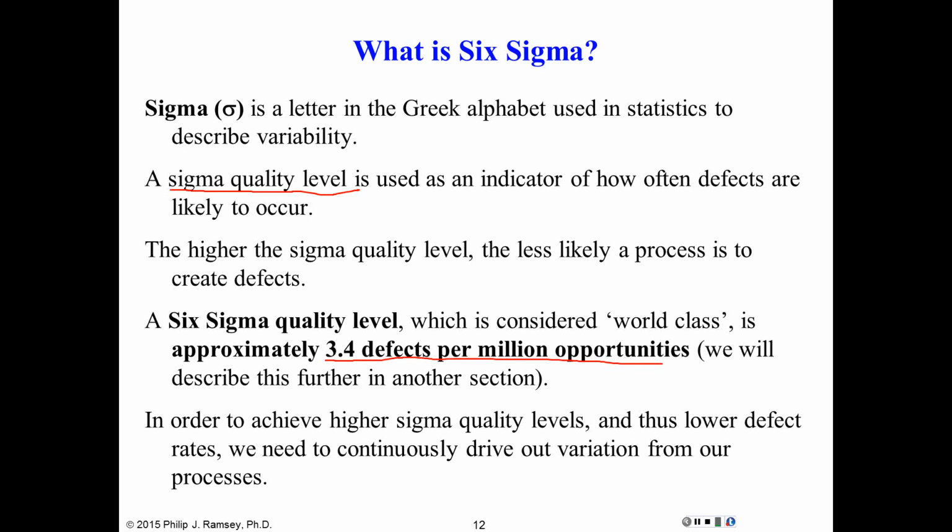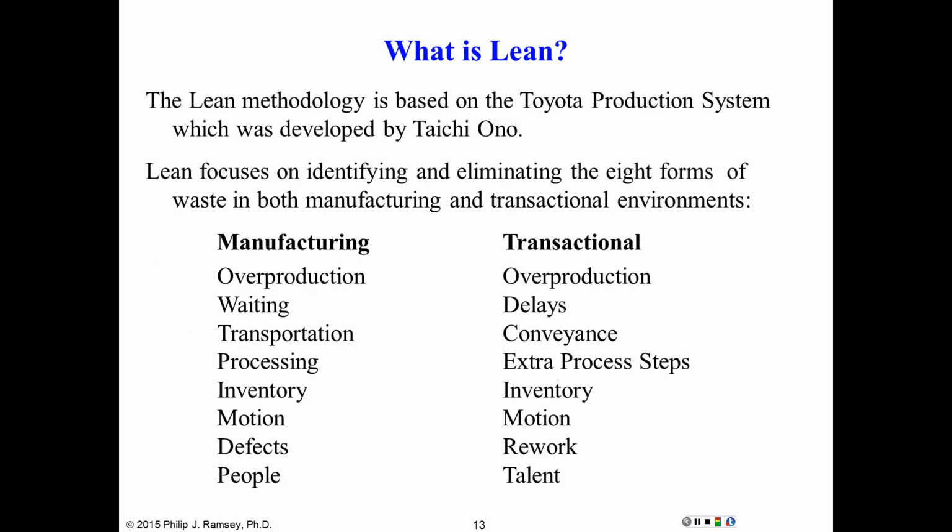Now, I'll come back to that later on in a future section, but I just want to introduce the term Six Sigma, where it comes from, and what is meant by a Six Sigma quality level. Now, what about Lean? Lean comes from a very different origin. But as you're going to see, Lean and Six Sigma are really, for the most part, used together these days.